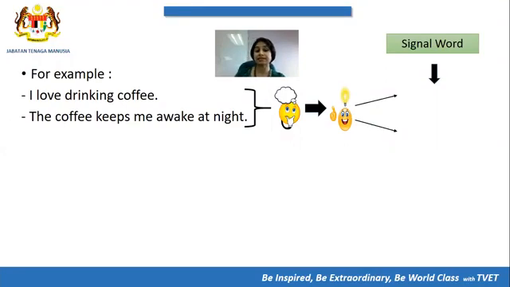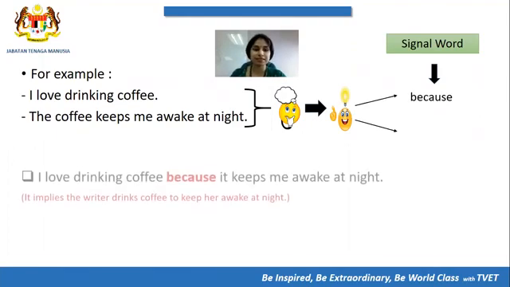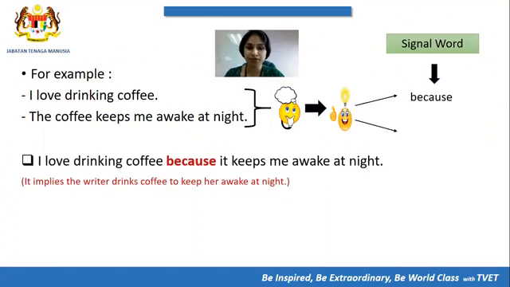All right, let's think. How are you going to join or merge these two sentences by using signal words? Okay, let's check your answers. Because, all right, good. Because is one of the signal words. Let's see the sentence: I love drinking coffee because it keeps me awake at night.